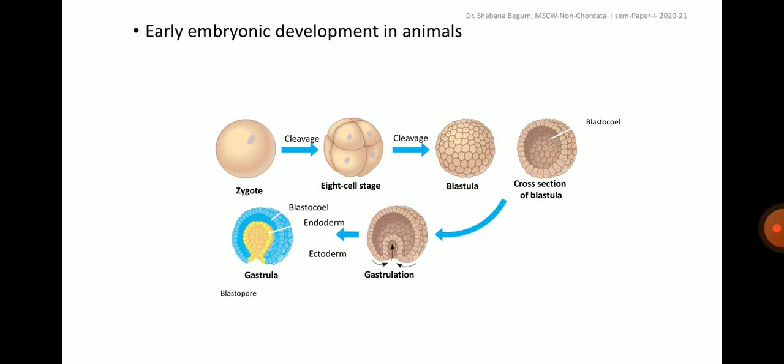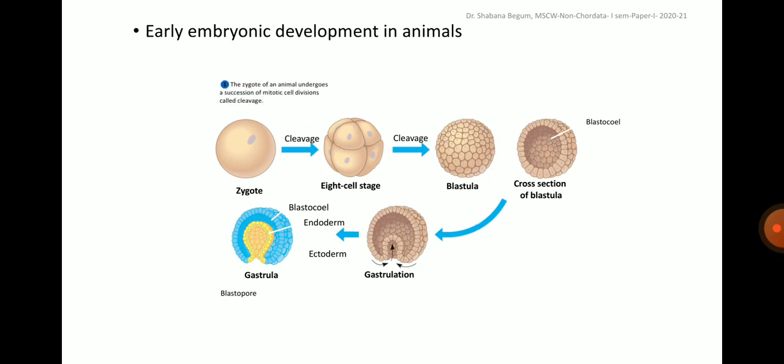So, this slide with the figures depicts the early embryonic development in animals, starting from the union of male and female gametes forming a diploid zygote. The zygote will undergo cleavage divisions. Here, only one cleavage pattern, called the 8-cell stage, is shown. Then that ultimately will form a blastula stage, which in cross section is shown to contain a cavity called blastocele, which further undergoes certain morphogenetic movements and forms what is known as a gastrula, ultimately with the 2 or 3 primary germ layers called ectoderm, endoderm or mesoderm.